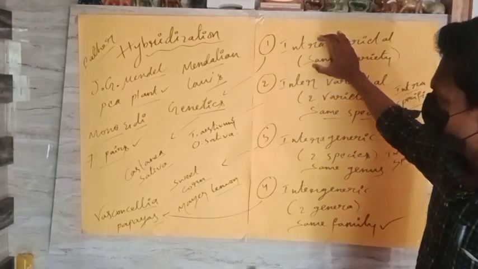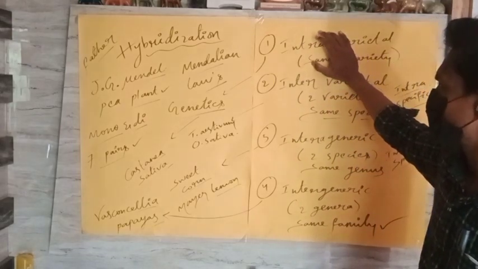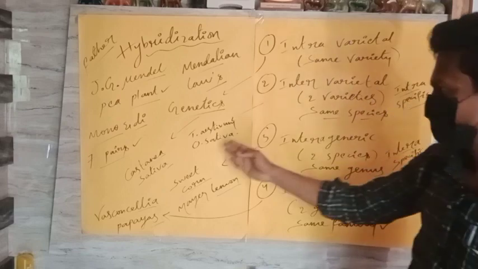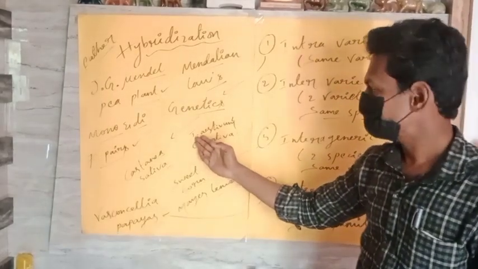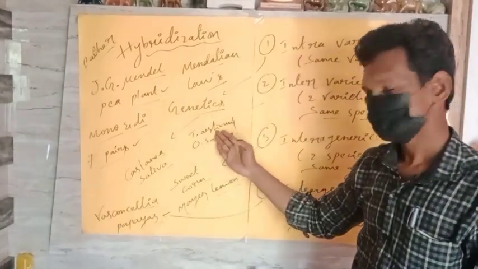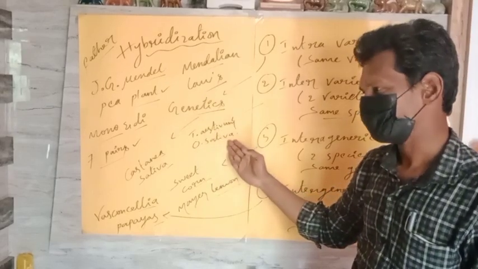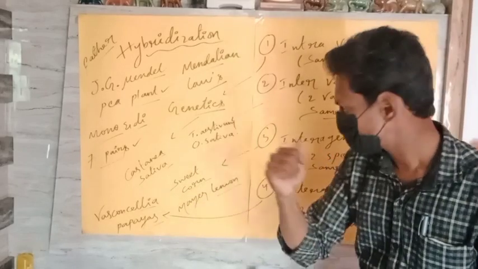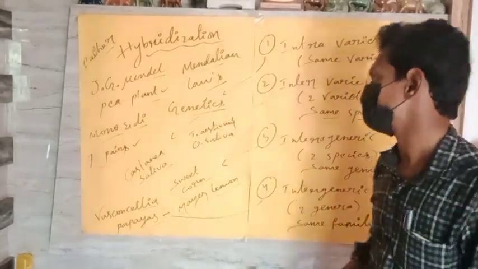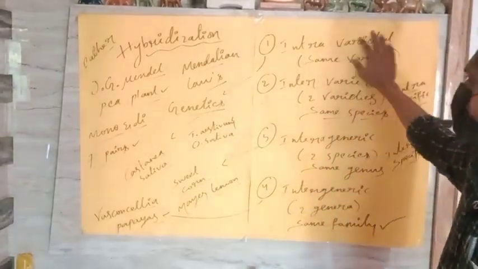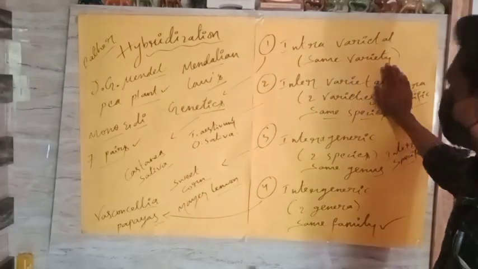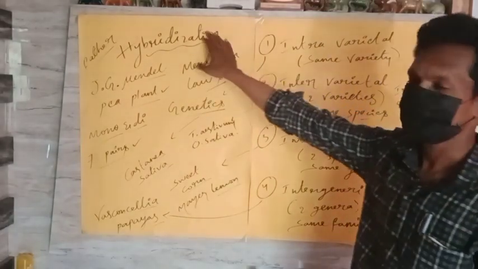The best example for the intravarietal hybridization technique, according to plants, is Triticum aestivum, wheat, then Oryza sativa, rice. So wheat and rice commonly come under intravarietal, or same variety, hybridization technique.